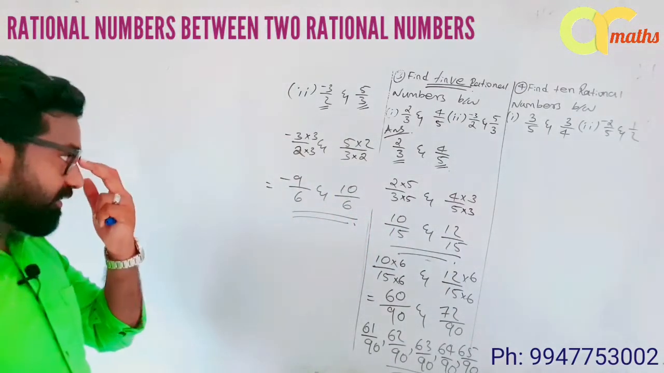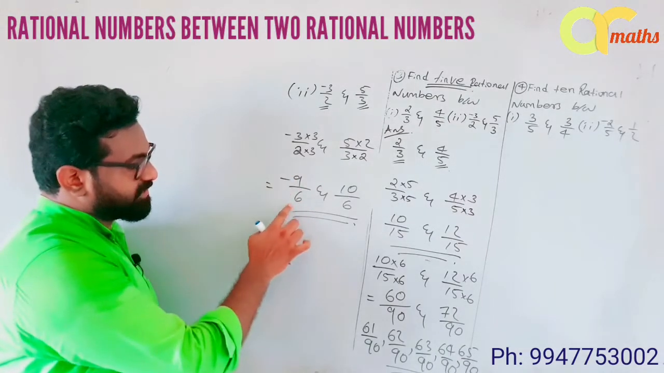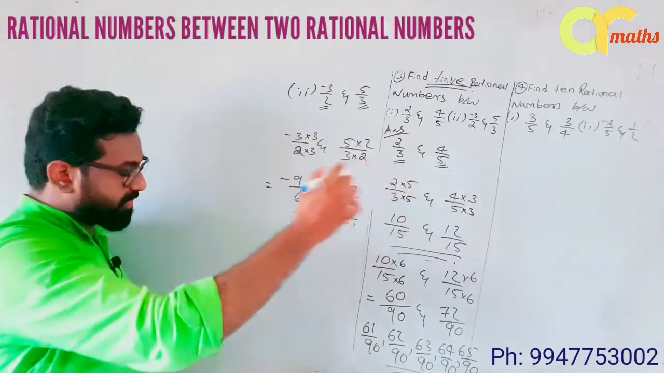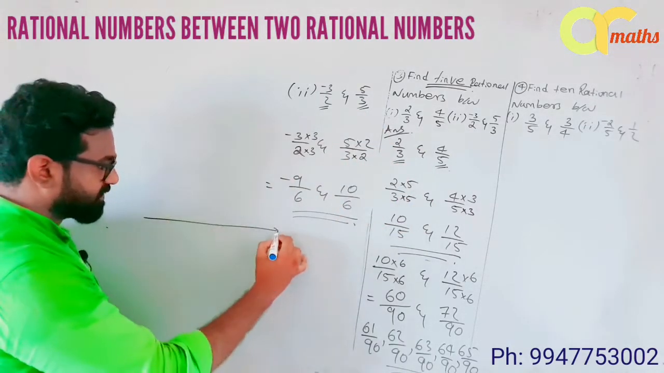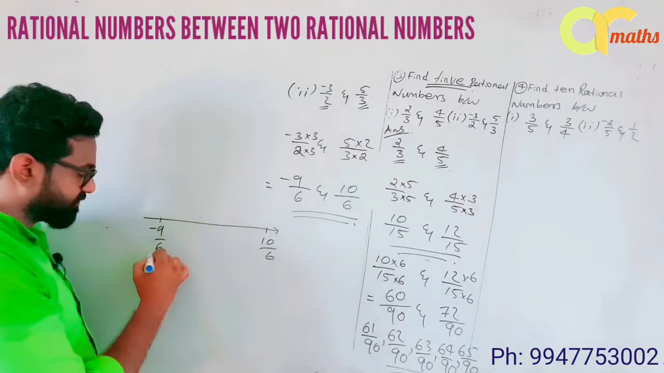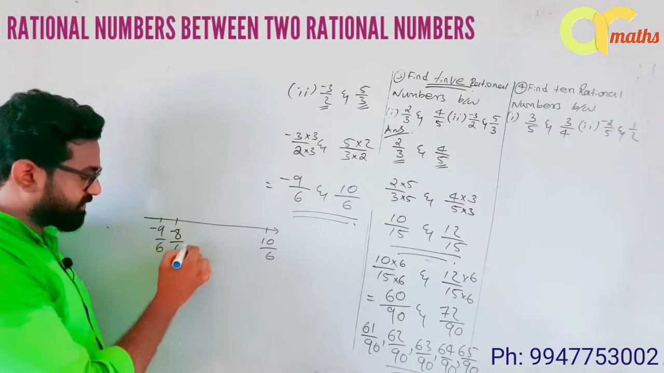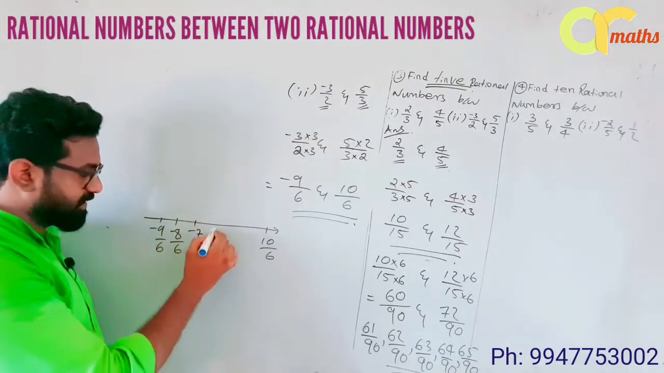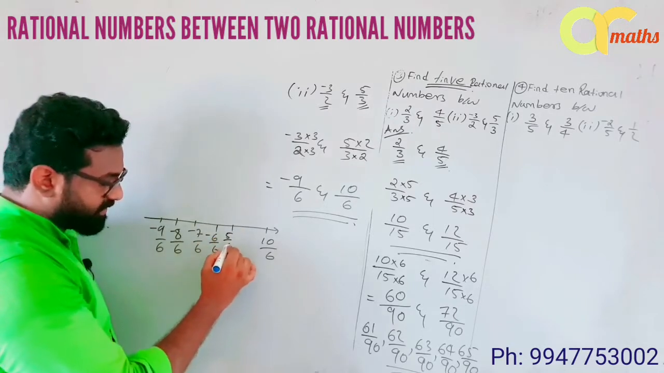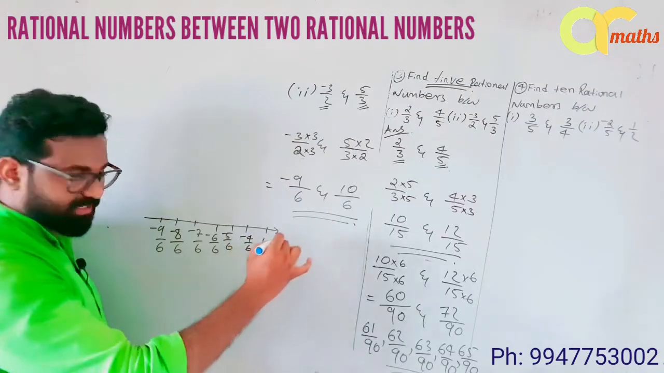Then what are the numbers between minus 9 by 6 and 10 by 6? Minus 9 by 6, what is the next number? Suppose the numbers are like this: here 10 by 6, here minus 9 by 6. What is the next number? Minus 8 by 6, minus 7 by 6, minus 6 by 6, minus 5 by 6, minus 4 by 6, etc.